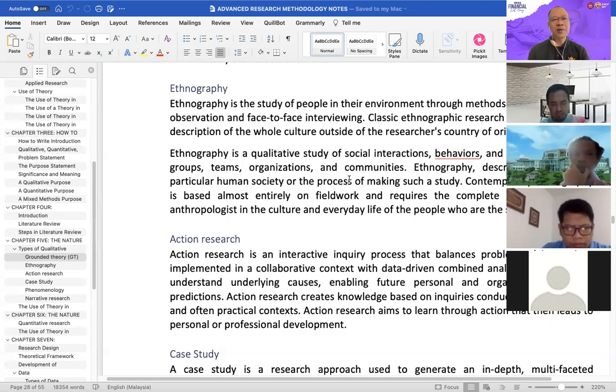The next one is ethnography. Ethnography is a study of the people in their environment through methods such as participant observation and face-to-face interviewing. So in ethnography, the researcher goes to the original setting of the people that they want to study.